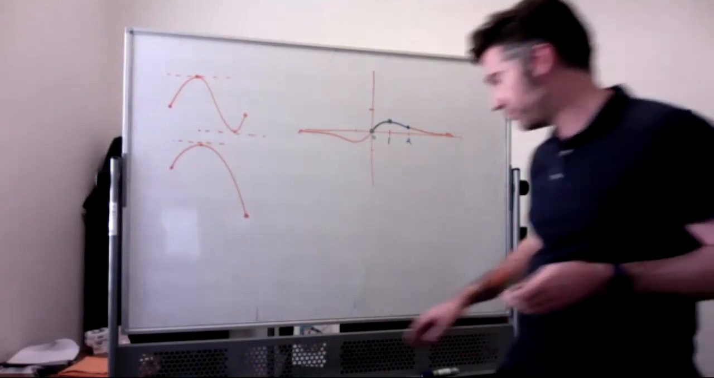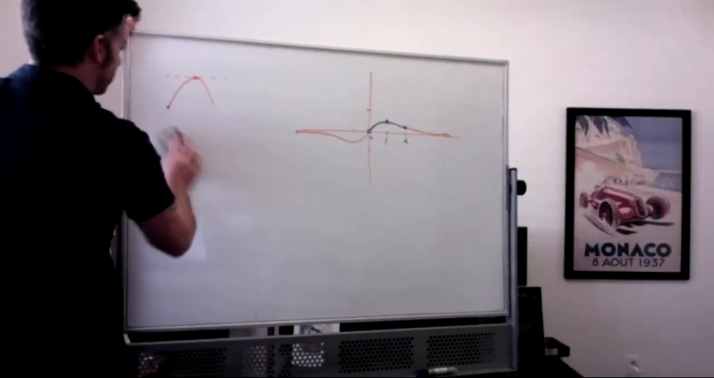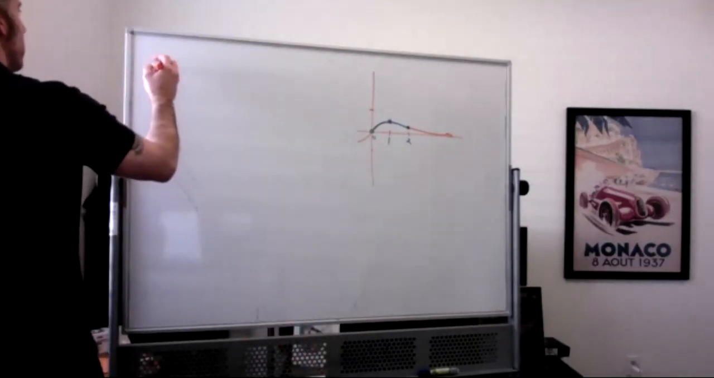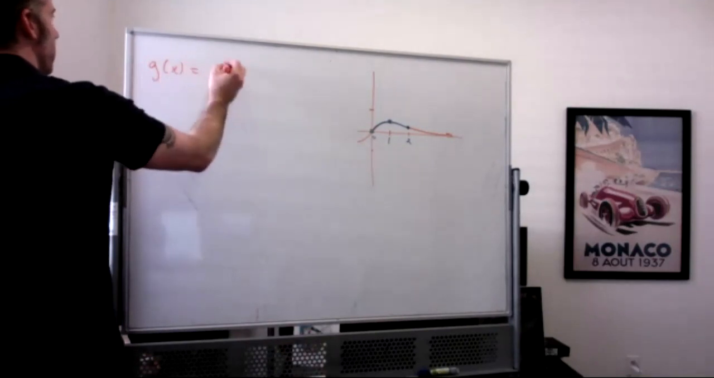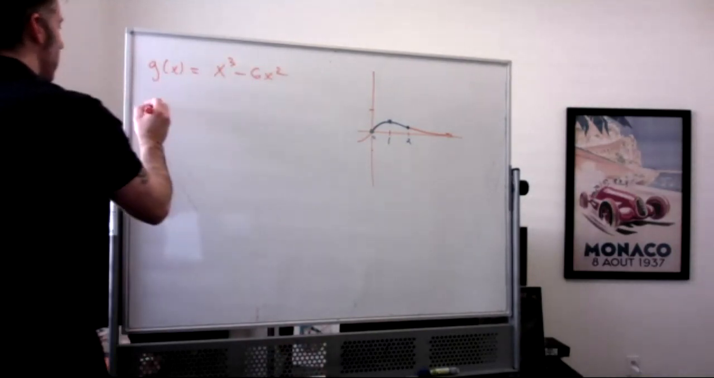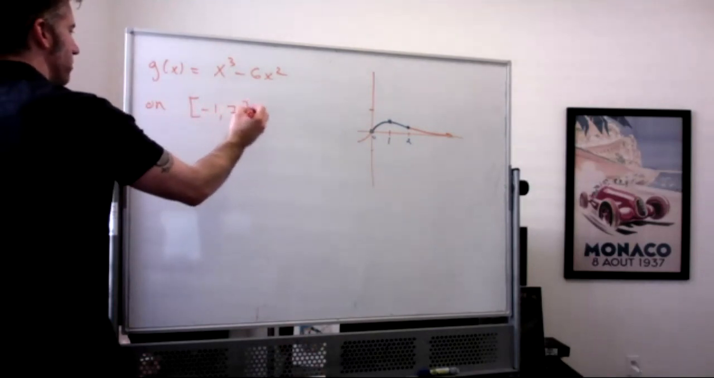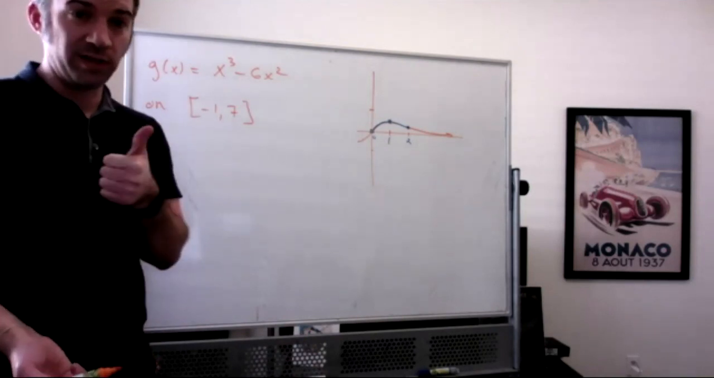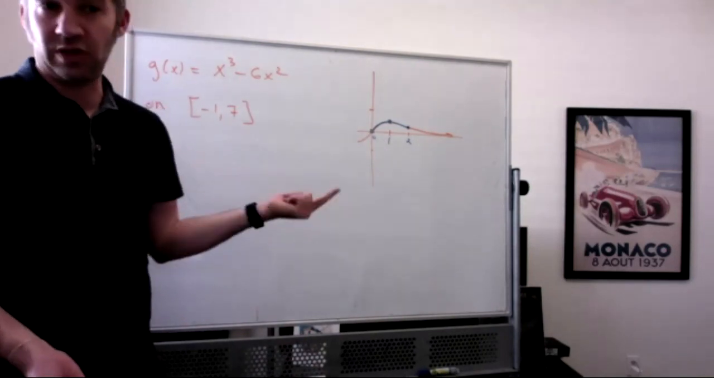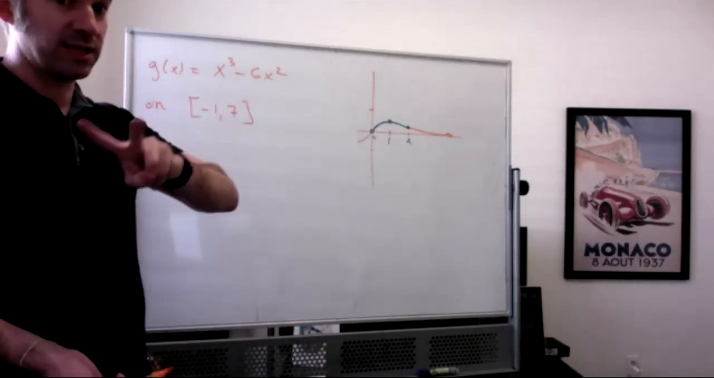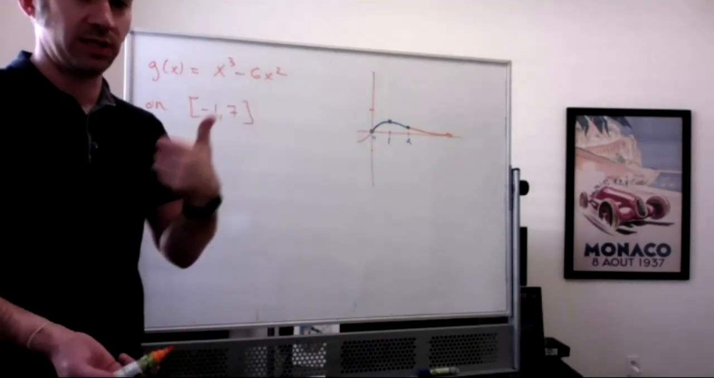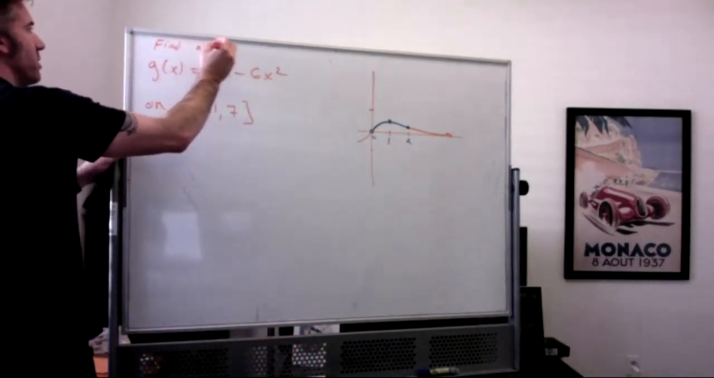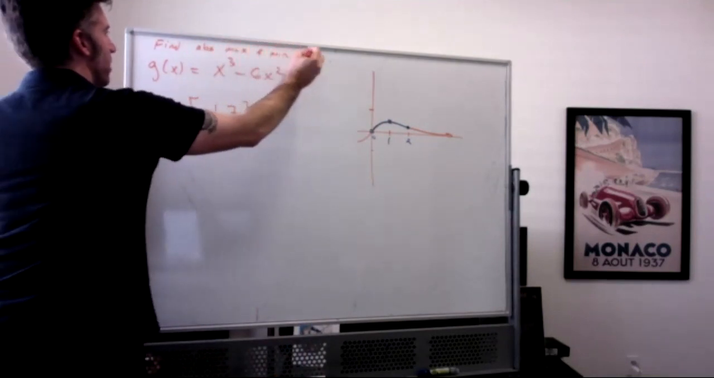Let's look at another example. Let's look at, say, g of x equal to x cubed minus 6x squared on the interval from -1 to 7. So again, I'm going to do the same thing I did before. I'm going to find the critical points. I'm going to use the endpoints. I'm going to take my critical points and my endpoints and plug them into the original function to see what's the biggest and what's the smallest. And again, I suppose I should write the question: find the absolute max and min for this function.